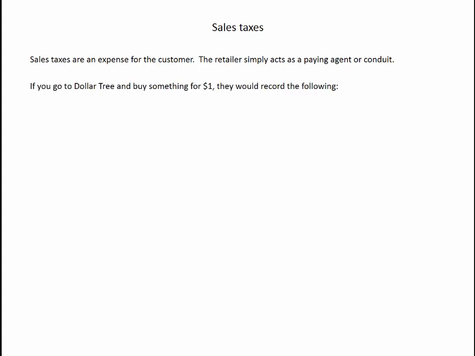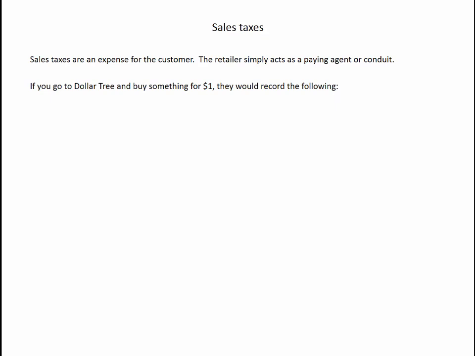Okay, again, this chapter has a hodgepodge of different things. One of the issues that they talk about is sales taxes. Sales taxes are an expense for the customer. The retailer simply acts as a paying agent, or as a conduit, as they say in governmental accounting.